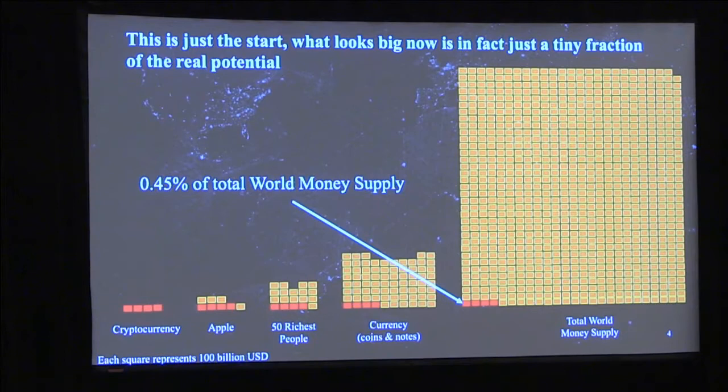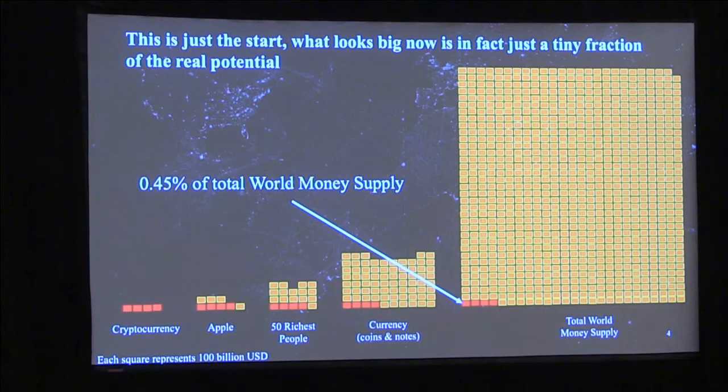But as you know, crypto is very volatile. So now it's 0.5% of the world money supply. But what that says is we're really just at the beginning. So all of this hype about Bitcoin and the price rises and falls, et cetera, this is only the start of it. So whether Bitcoin's going to be 10,000, 20,000, 5,000, it won't really matter in the total scheme of things because crypto is still in its infancy.